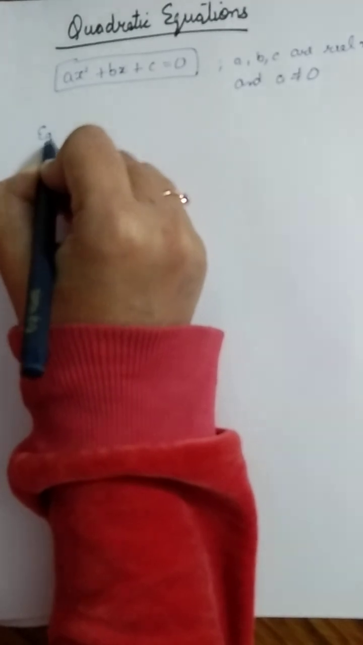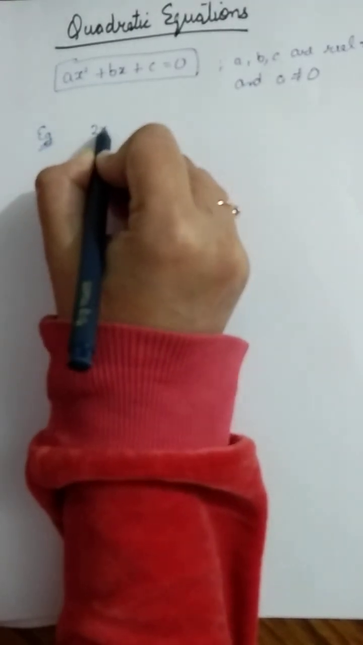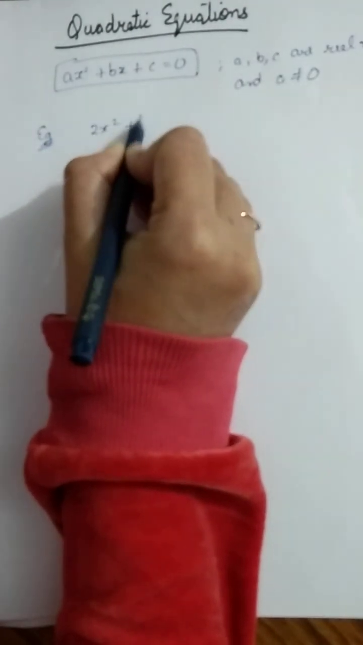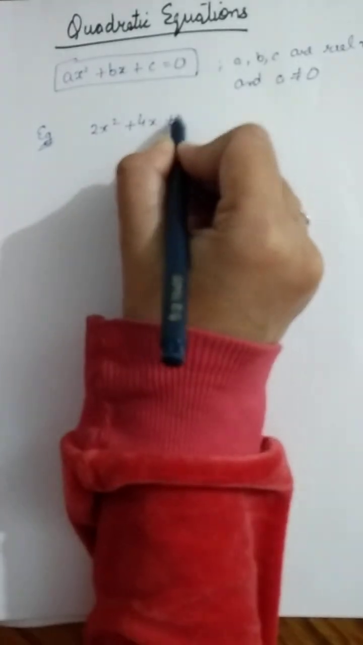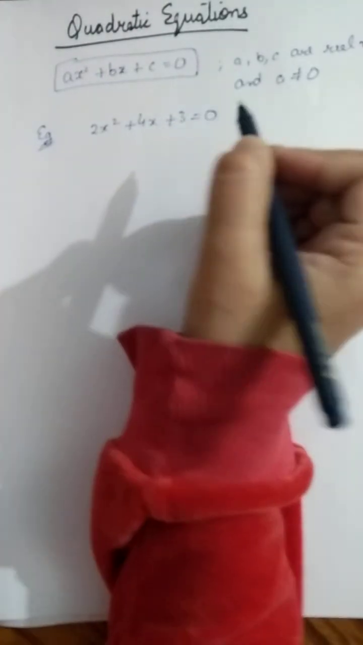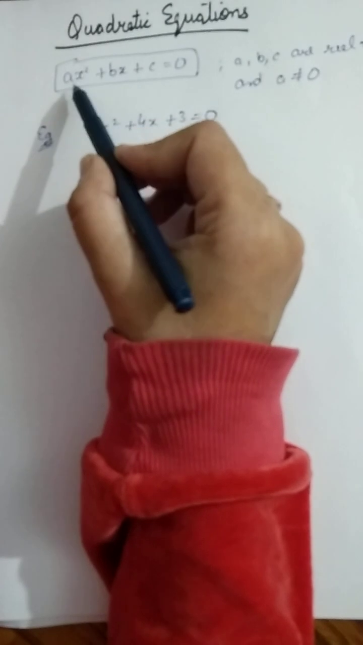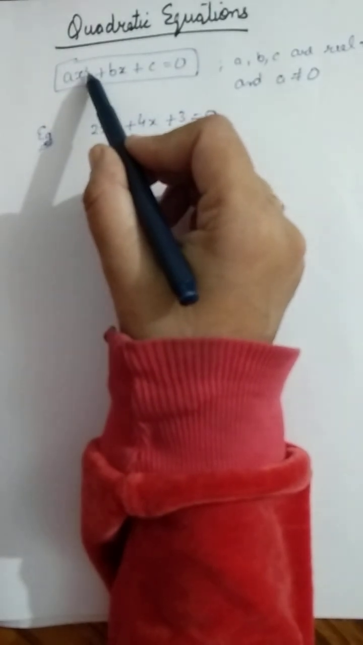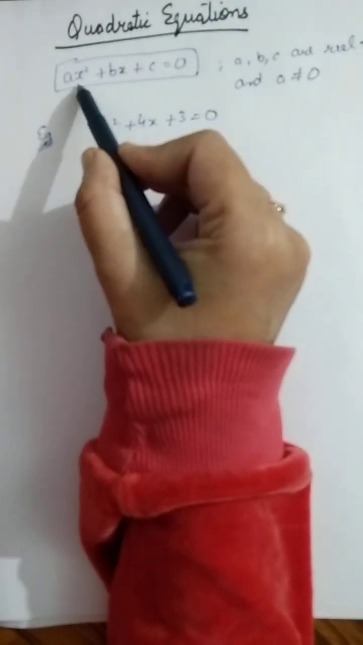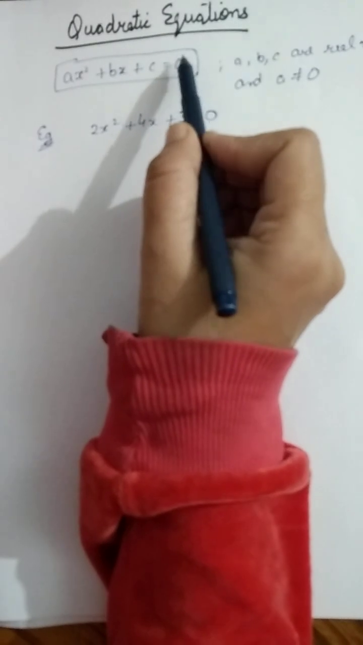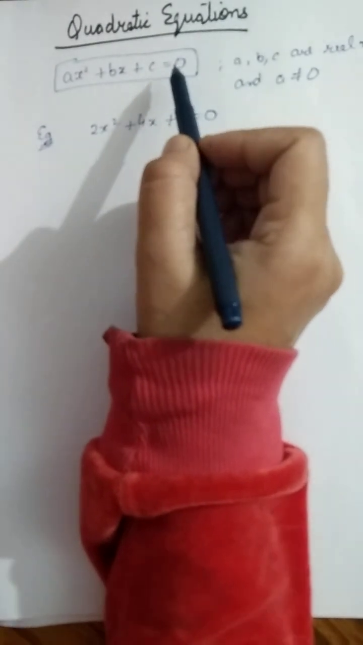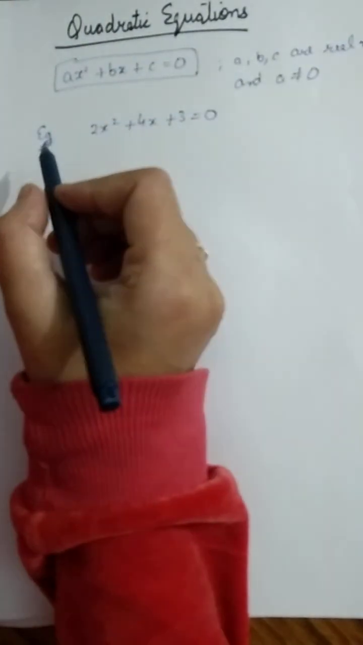For example, the equation 2x square plus 4x plus 3 is equal to 0. Quadratic means the equation whose degree is 2. So here x has the highest power 2, and this type of equation in which the degree of the polynomial is 2 is known as the quadratic equation.